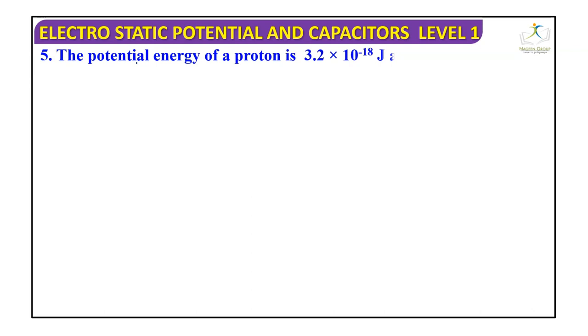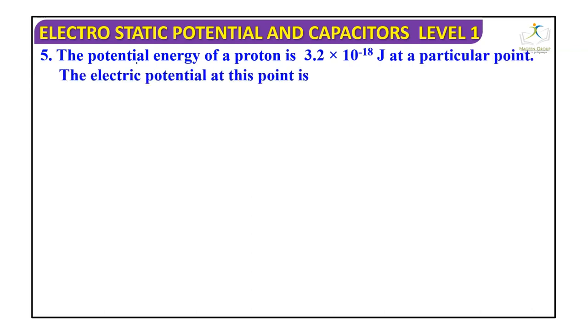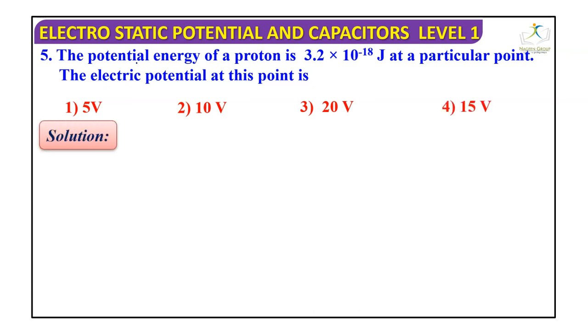Next question: the potential energy of a proton is 3.2 × 10 to the power minus 18 joule at a particular point. The electric potential at this point is 5 volt, 10 volt, 20 volt, or 15 volt. The solution: work done is equal to V into Q. How does this come about? We know that voltage is equal to work done per unit charge. Similarly, if we take out the value of W from here, we get this result.